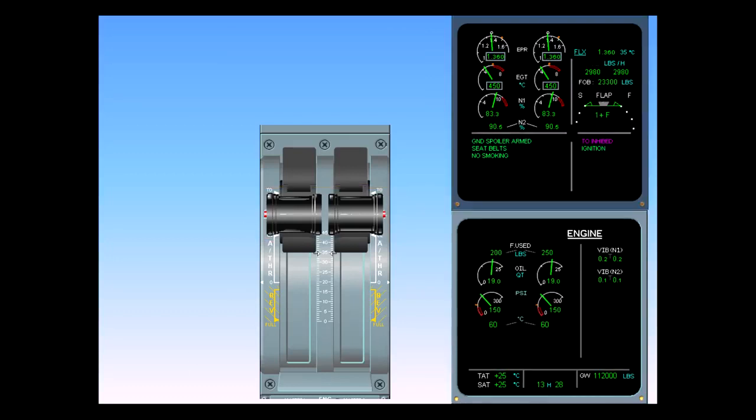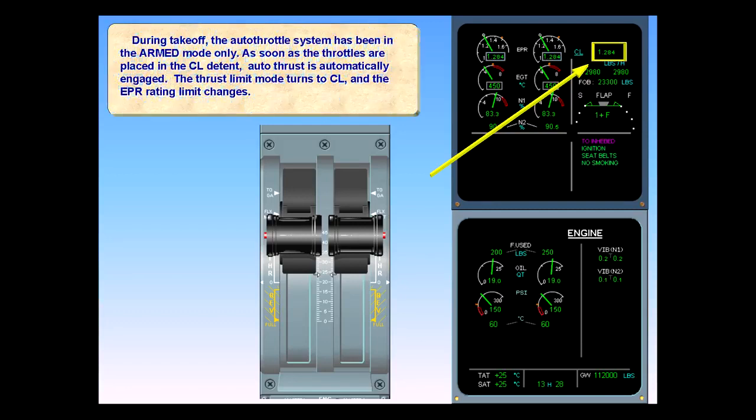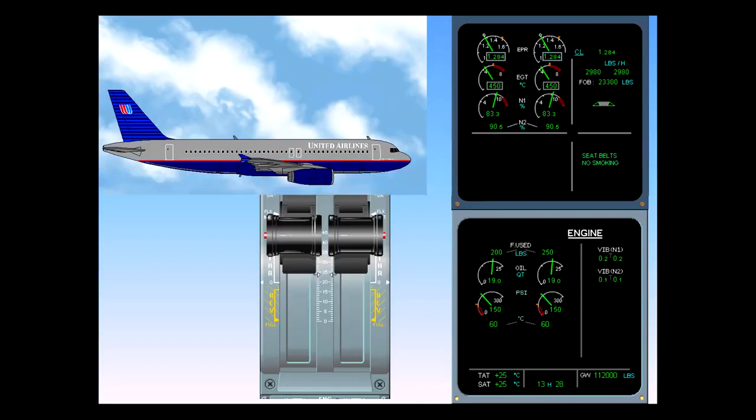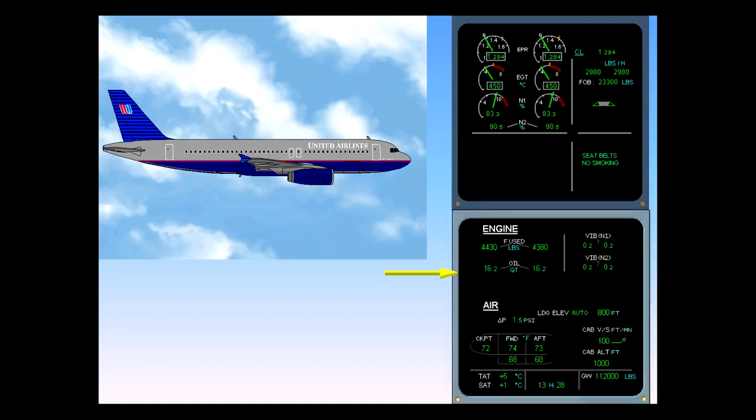During takeoff, the auto throttle system has been in the armed mode only. As soon as the throttles are placed in the Climb detent, auto thrust is automatically engaged. The thrust limit mode turns to Climb and the EPR rating limit changes. At 1,500 feet above ground level, the ECAM engine page is replaced by the ECAM cruise page on the system display.